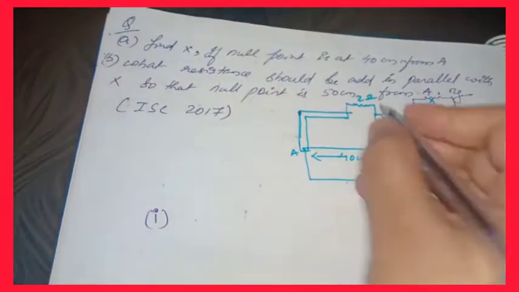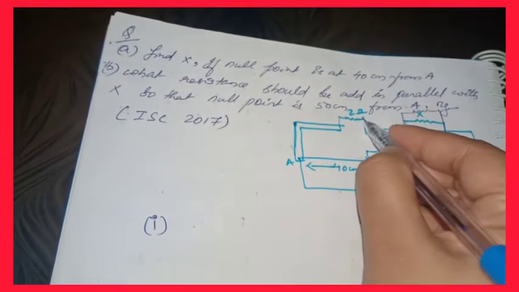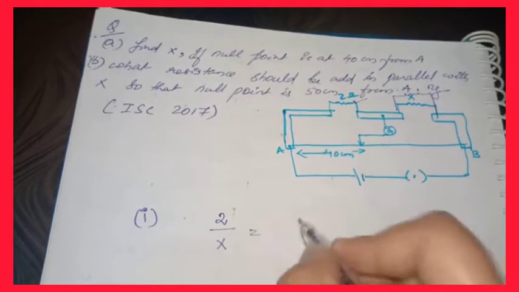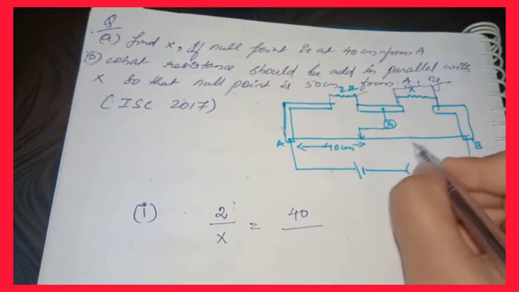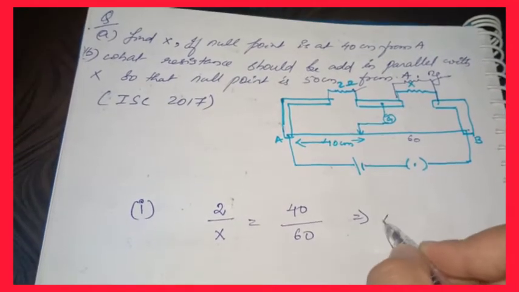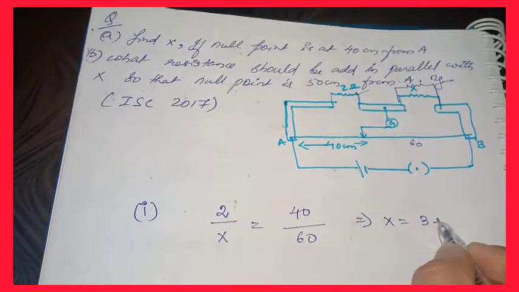The first bit is very easy. So we'll take the ratios of resistance. 2 by X is equal to 40 by 100 minus 40, which is 60. So if we solve this, we'll get the value of X to be 3 ohm.